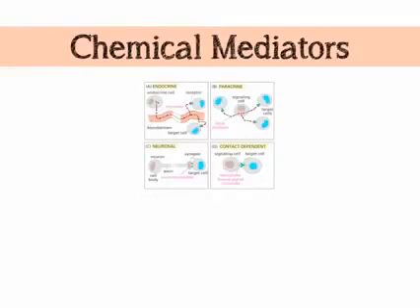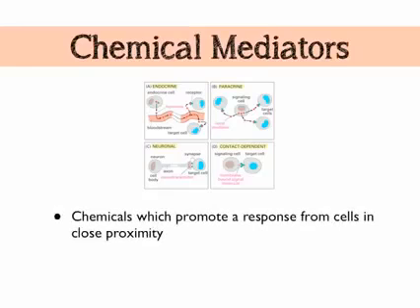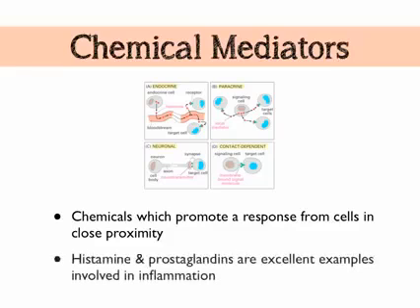So, chemical mediators, what are they? Well, they basically act on cells close by. They're produced in one cell and they cause a response in any nearby cells. If we have a look at the diagram on this slide, we can see that this is known as paracrine signalling, as opposed to something like endocrine signalling, which is where the hormone, which is released from one cell, travels in the blood to a very distant receptor cell. So paracrine signalling is what this is. And histamine and prostaglandins are excellent examples that are involved in the body's inflammatory responses.